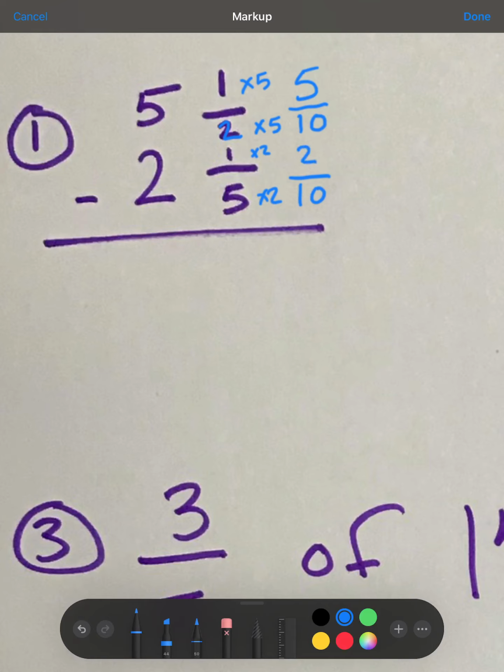So now I'm going to subtract. 5 minus 2 is 3. Always keep my denominators the same. 5 minus 2 of my whole numbers is going to give me 3. So my answer is 3 and 3/10.